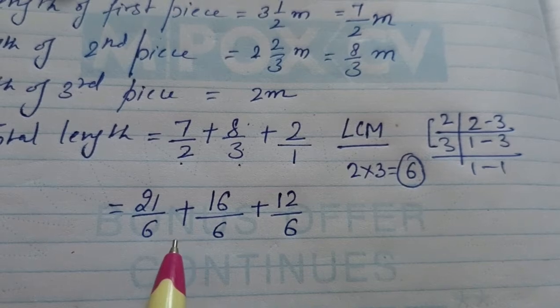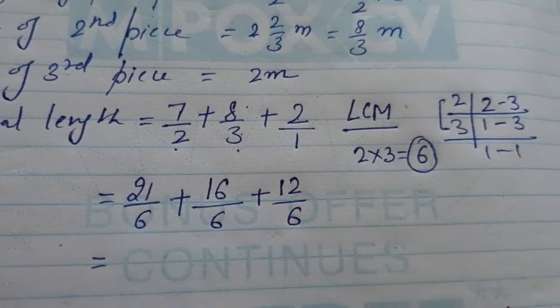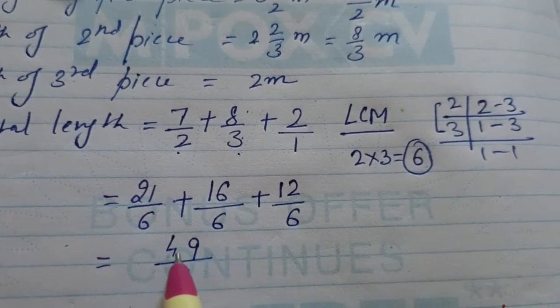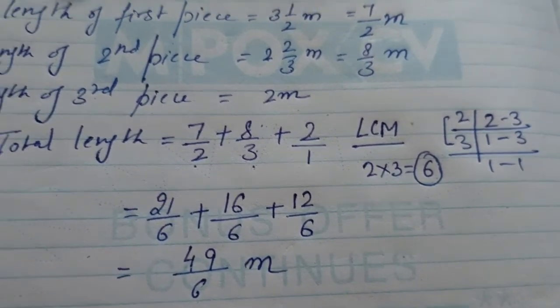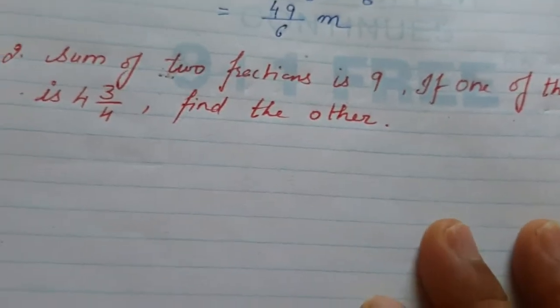Now it becomes like fractions, so we can add up all the numerators. So after adding up the numerators, it comes out to be 49 by 6 meters. So this is the total length of the ribbon. Let us move to the next question.